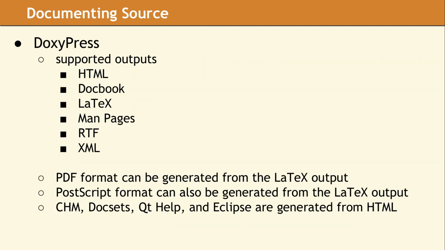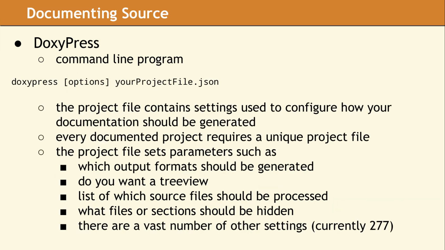While HTML is the most common output format, DoxyPress supports many other formats as well. Multiple formats can be selected simultaneously, so you do not need to run the program several times to generate different outputs. The HTML output can be used directly or to generate other formats like the compiled HTML help or documentation used in Eclipse. So DoxyPress is really just a command line program which uses a configuration file containing various settings to define how your documentation should be generated.